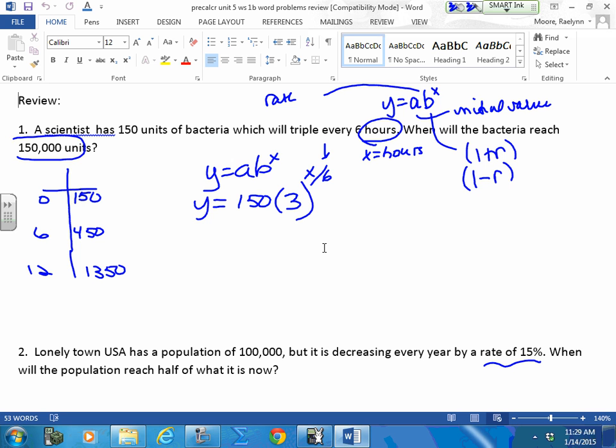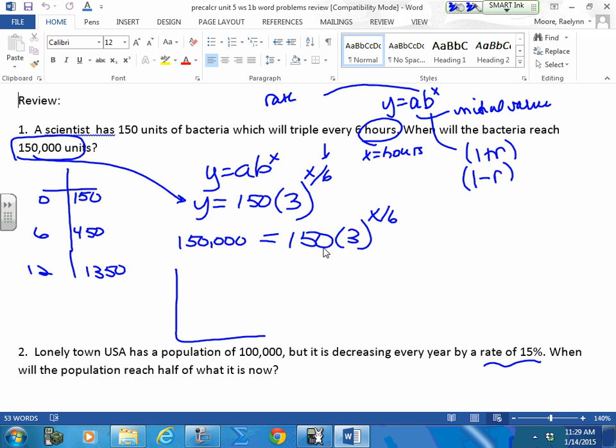Now, this is what I want to end up with. I want to know, when do I reach 150,000? Because our exponent contains the variable, we're going to graph these. We can bring it down when we do logs next week, but today we're just graphing. All of your applications take place in quadrant 1.